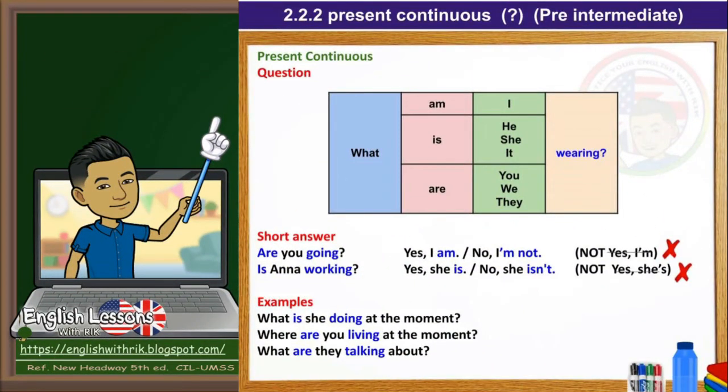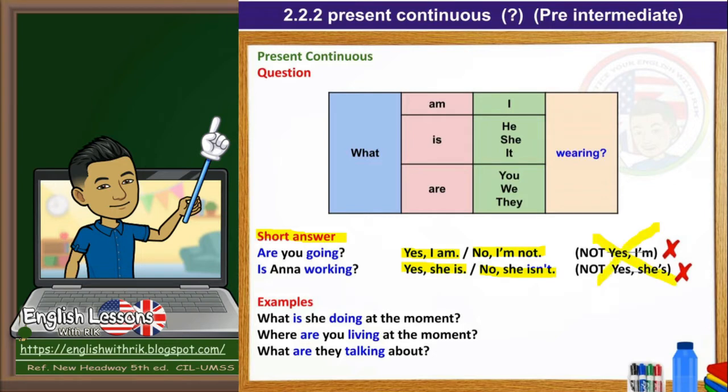Question. What am I wearing? What is she wearing? What are they wearing? Short answer. Are you going? Yes, I am. Or? No, I'm not. Is Anna working? Yes, she is. Or? No, she isn't.